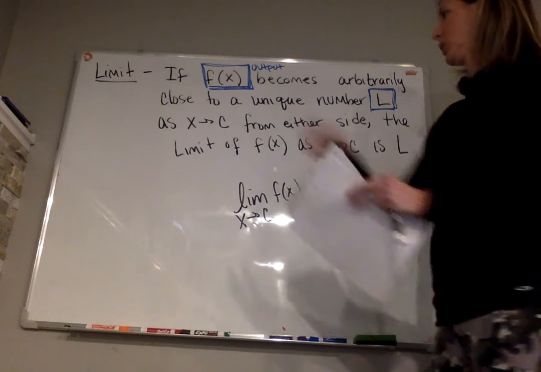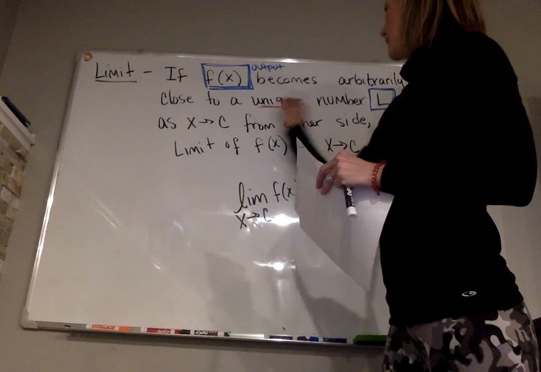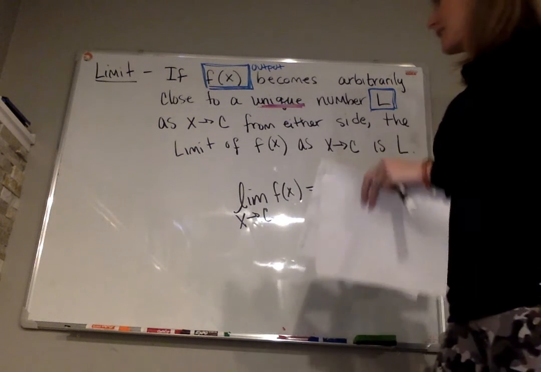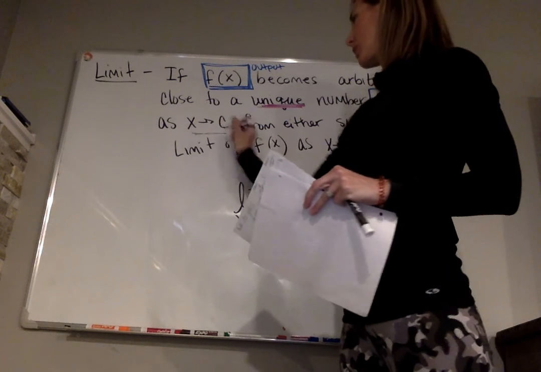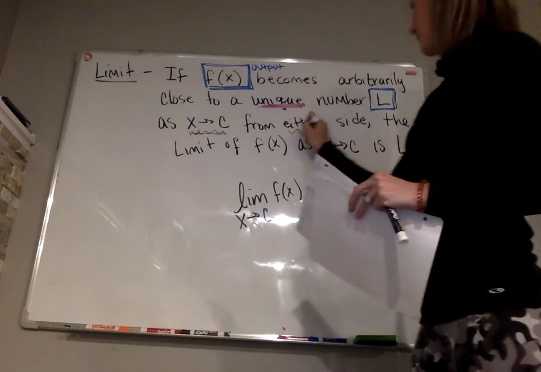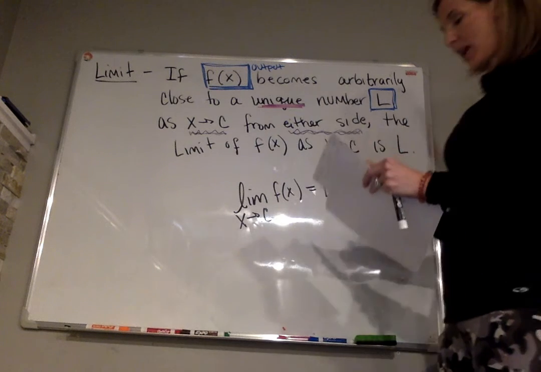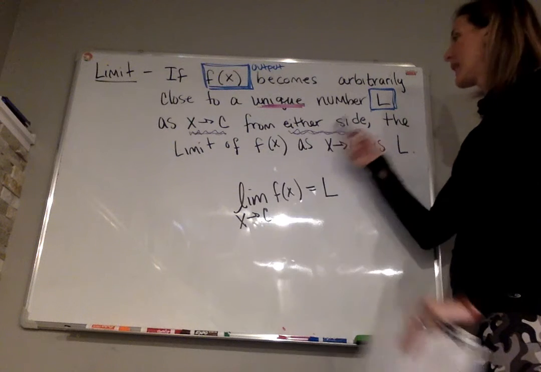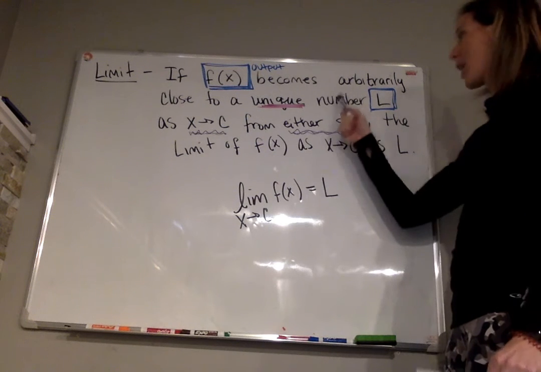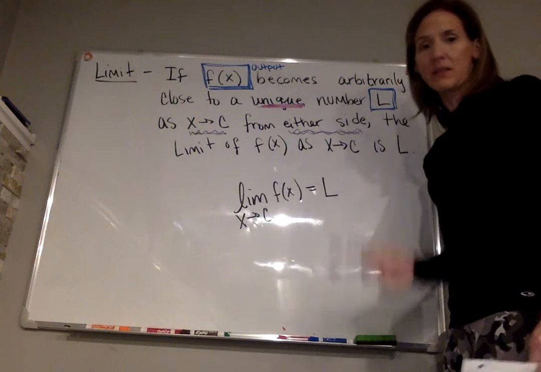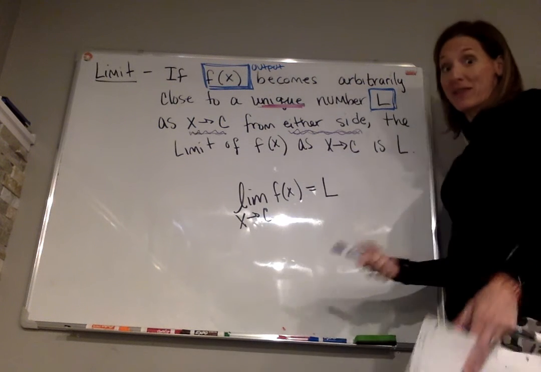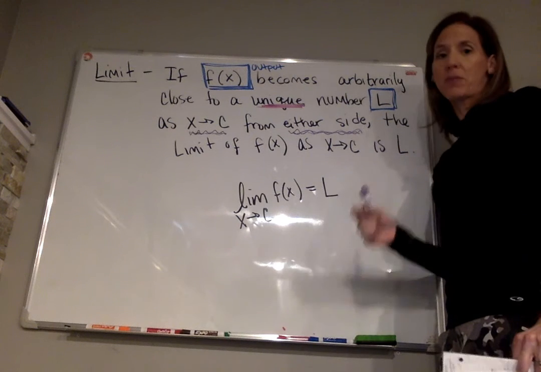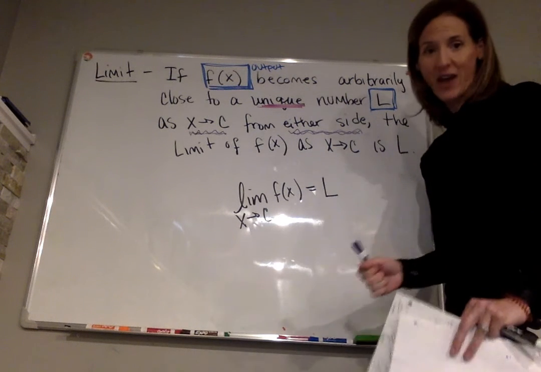So it's really important that we're looking at these key things. We need a unique output, okay? And we're also talking about as x is getting closer and closer to something, okay, from either side of it. So as we look at the left side of a number, as we look at the right side of a number, are we getting closer and closer to a unique output number? Then the limit exists. And we've joked around in class about that sometimes the limit does not exist because we have a function that's not approaching a single unique value.